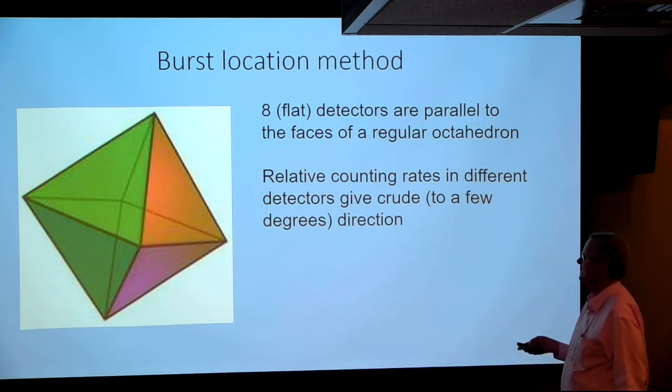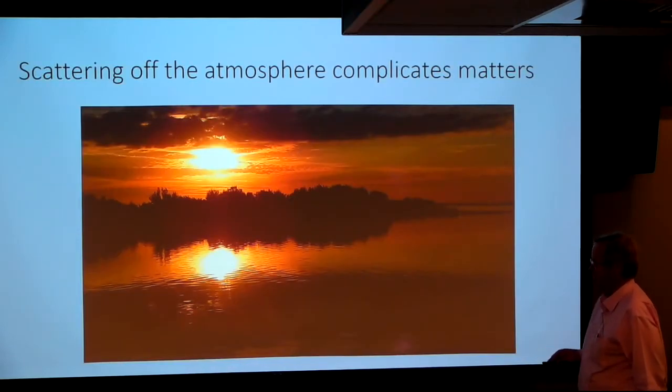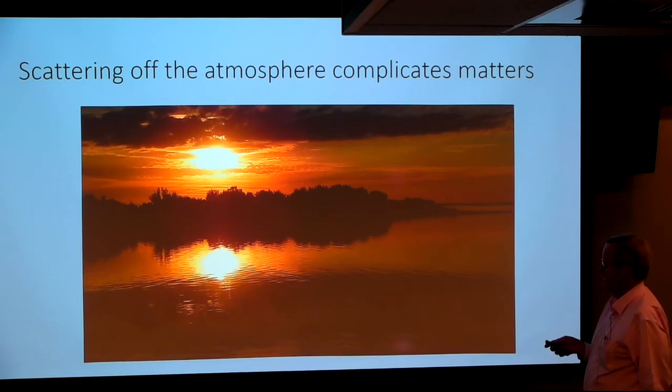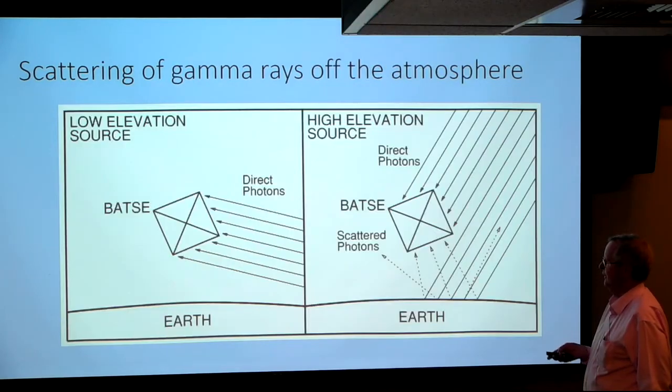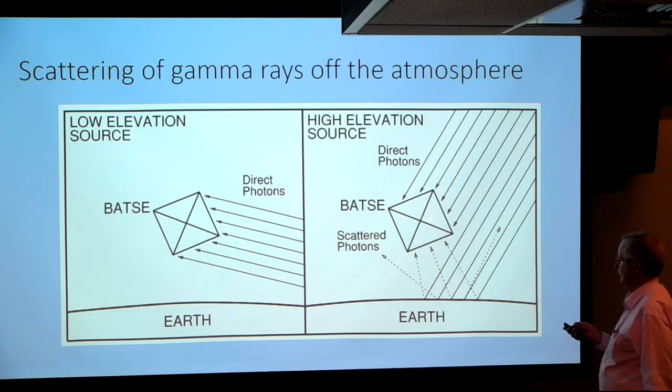There's this problem of scattering. This is an example of this from looking at the sun directly or scattering off a water surface. The actual case for on orbit is a little bit different. The worst case for scattering is actually large angle scattering.